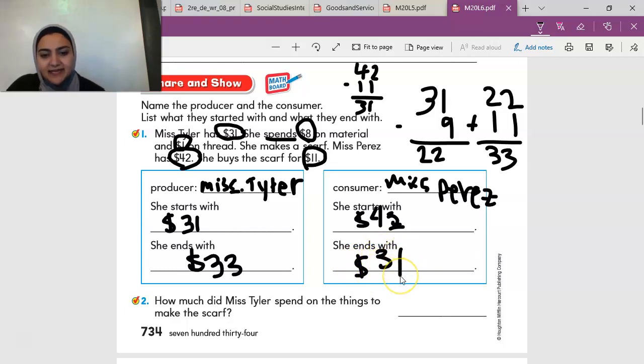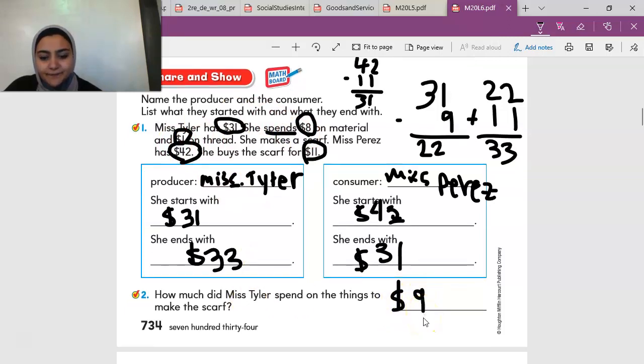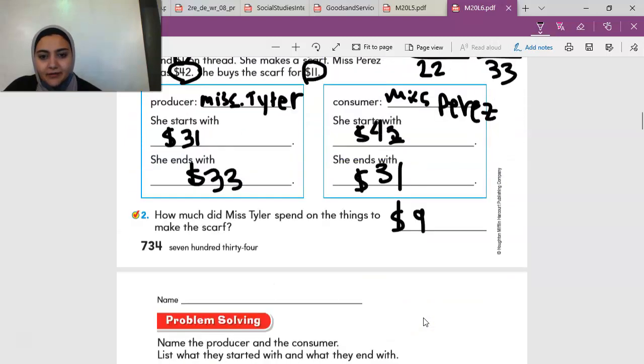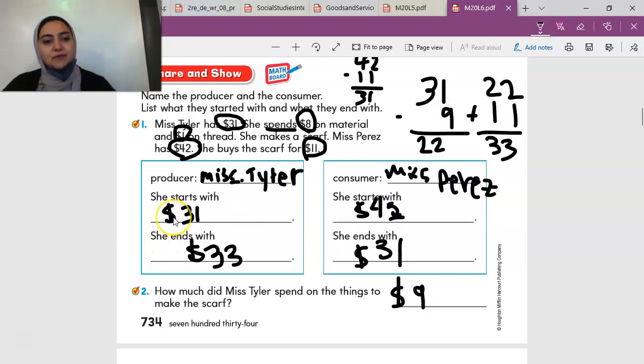So how much did Miss Tyler spend on things to make the scarf? Well, Miss Tyler spent $8 on material and $1 on thread, so Miss Tyler spent $9 to make the material, right? So let's look at this. She starts with $31 and she ends with $33, so she ends with more money, doesn't she? She does, because she's making something that she sold, so she's making a profit. She made a profit of $2 because 33 take away 31 is 2. All right?